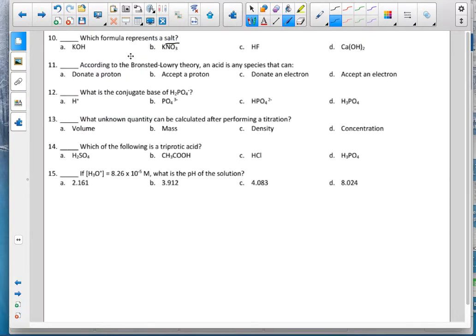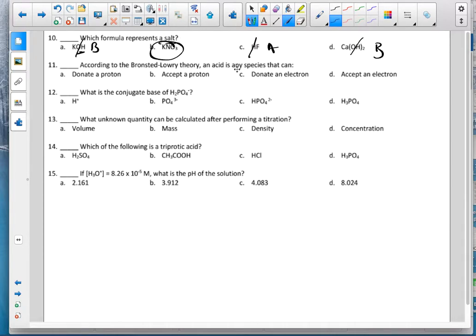Which formula represents a salt? Well, the OH right there is a giveaway. That is a base, so we cancel that. The H on the front of that makes that an acid, and the OH there makes that a base. So a salt is an ionic compound, so it doesn't have H or OH. That's why B is the correct answer.